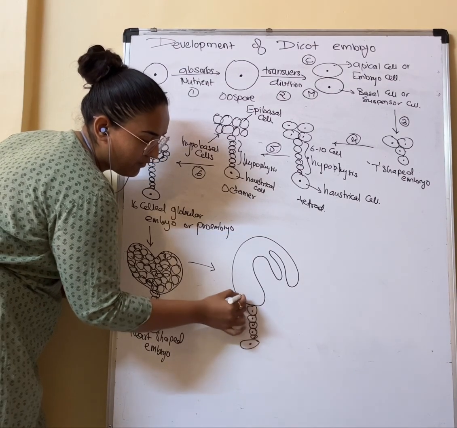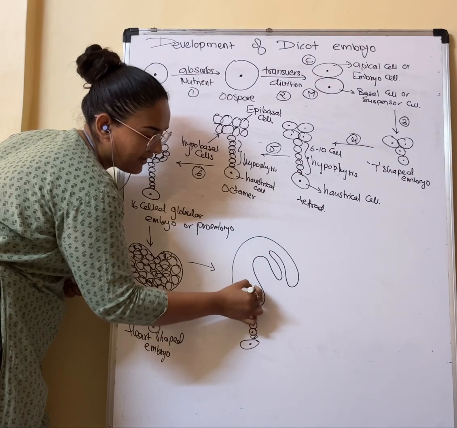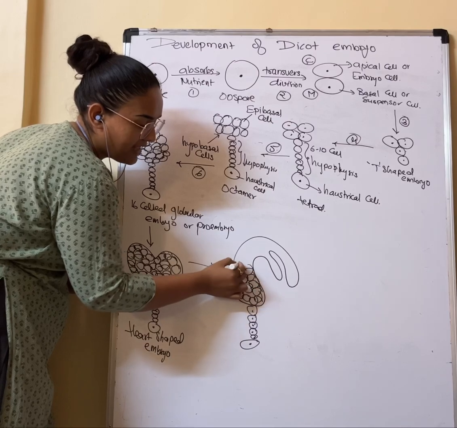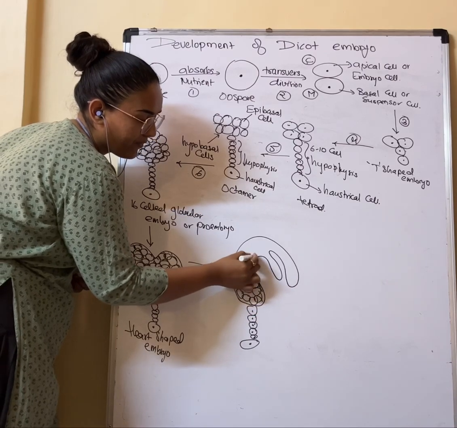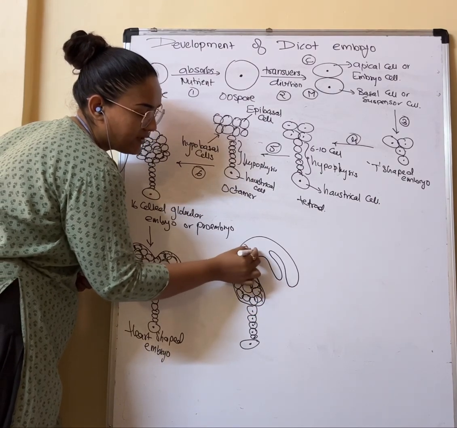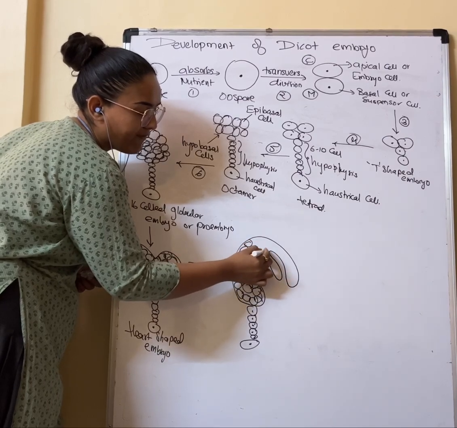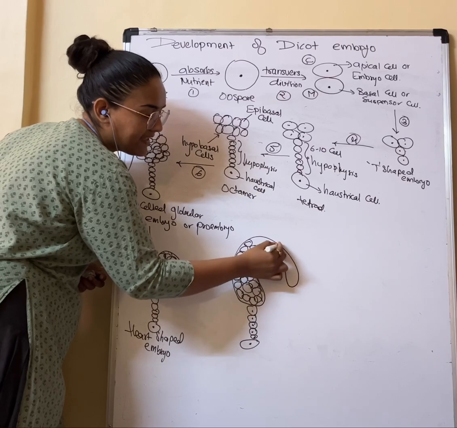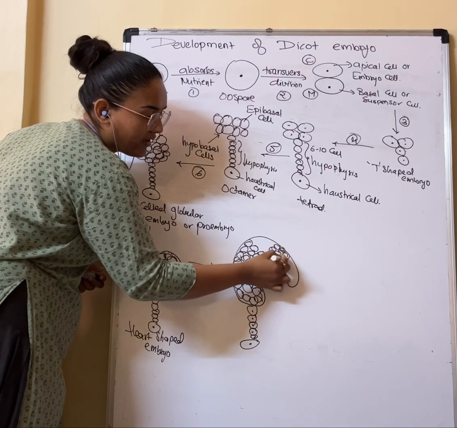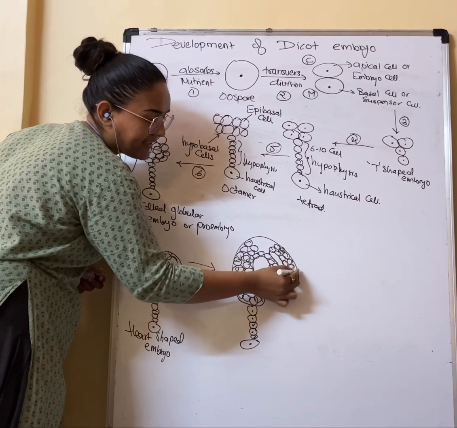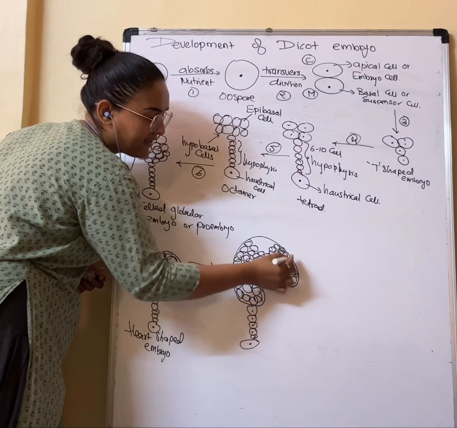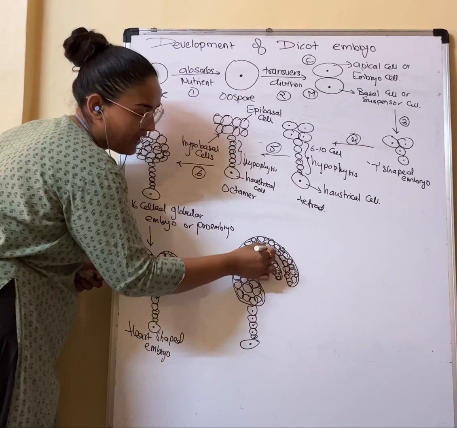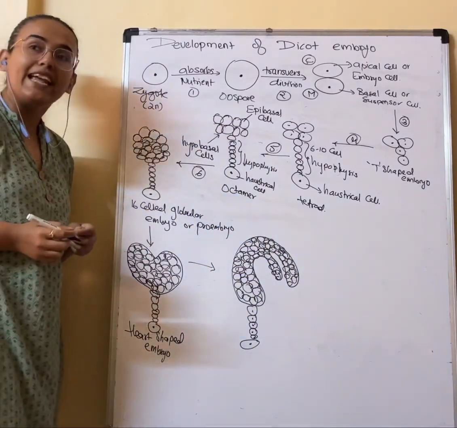Some structure which is just like this, and this will be completely filled with the cells over here. And this is the result of the continuous and rapidly dividing structures of the embryonic cell. So over here, this is what we get. Fine. I hope you are understanding what is happening over here. So this is the structure we get.